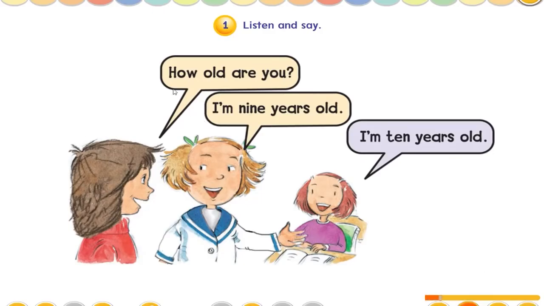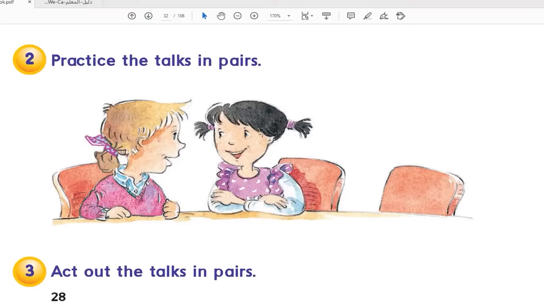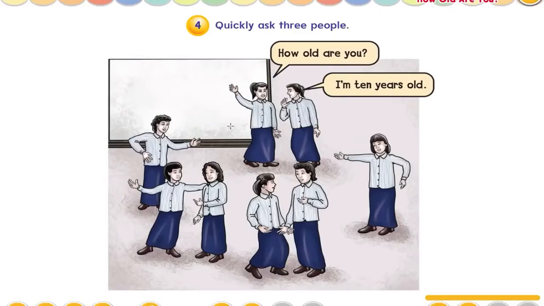How old are you? I'm 9 years old. How old are you? I'm 10 years old. 2. Practice the talks in pairs. تدرب على هذه الأسئلة مع صاحبك. 3. Act out the talks in pairs. قم بتمثيل هذه المحادثة. 4. Quickly ask 3 people. قم بسؤال 3 أشخاص بشكل سريع.